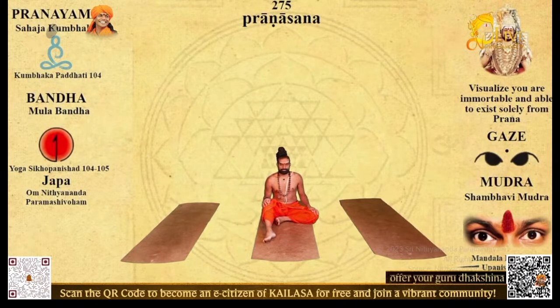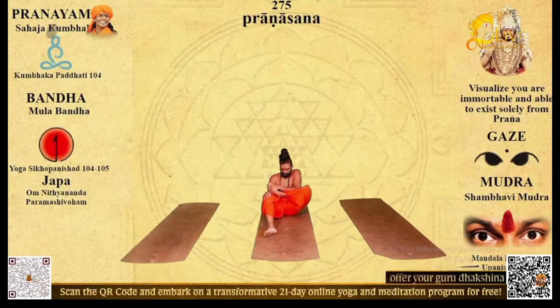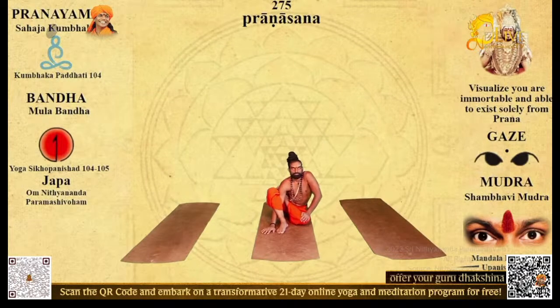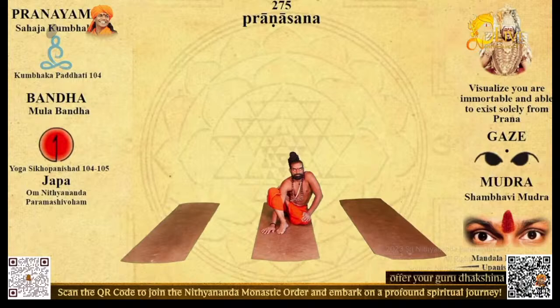Now repeat Pranasana on the other side with the left foot on the right thigh, right knee raised, right shoulder beneath the right knee, and gazing to your third eye as you visualize yourself being immortal, able to exist from prana.